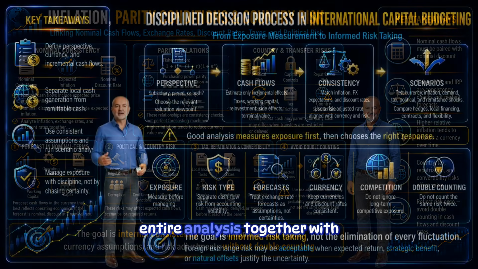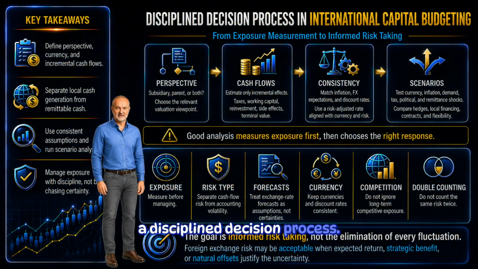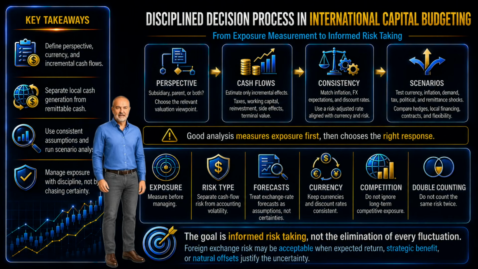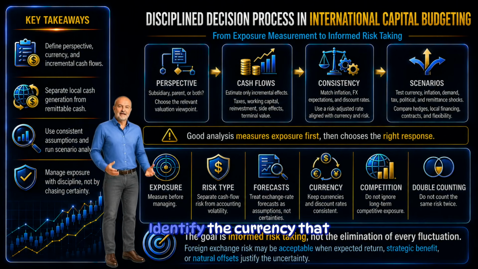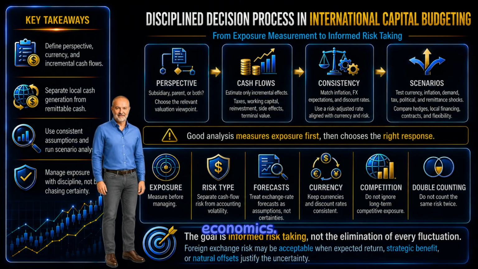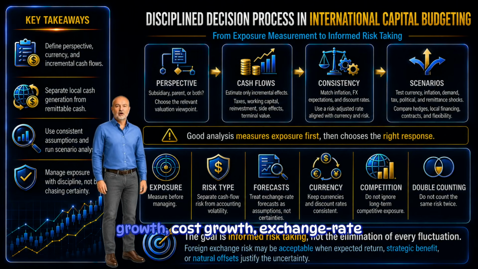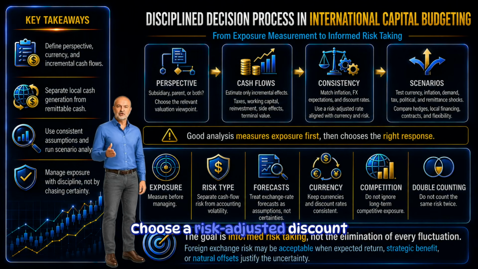Let us bring the entire analysis together with a disciplined decision process. Begin by defining the perspective. Are we valuing the project for the subsidiary, the parent company, or both? Identify the currency that best represents the operating economics. Estimate only incremental cash flows caused by the project, including taxes, working capital, reinvestment, side effects, and terminal value. Next, separate cash generated locally from cash that can actually be remitted. Check whether inflation, price growth, cost growth, exchange rate expectations, and discount rates are mutually consistent. Choose a risk-adjusted discount rate that matches the currency and risk of the cash flows.